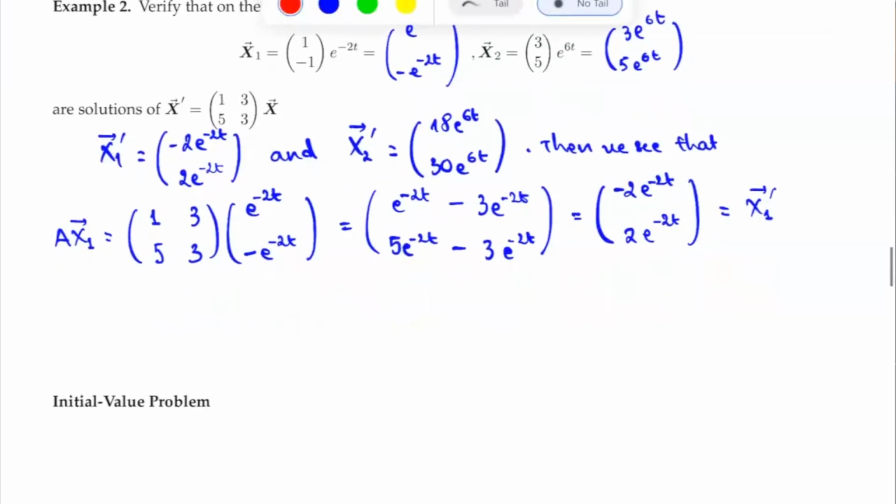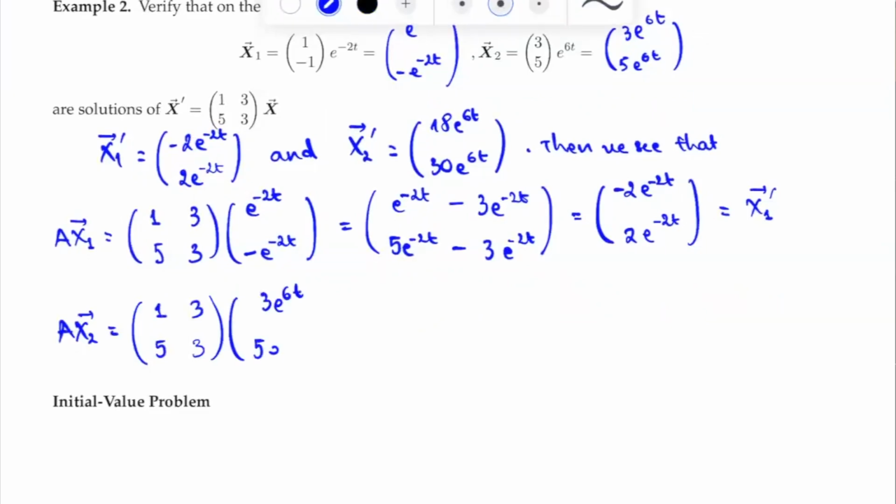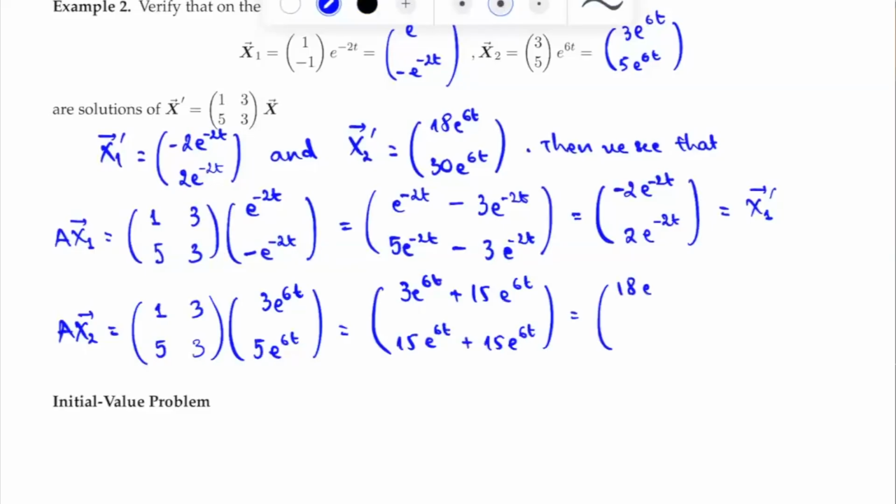Now for the second solution, we have A times x2 equal to the matrix 1, 3, 5, 3 times x2, which is 3 e to the 6t, 5 e to the 6t. Again, you perform the matrix multiplication, and you get 3 e to the 6t plus 15 e to the 6t, and then 15 e to the 6t plus 15 e to the 6t again. This gives me 18 e to the 6t and 30 e to the 6t, and this is equal to x2 prime. And that's how you check if the solution vector satisfies the system of differential equations.